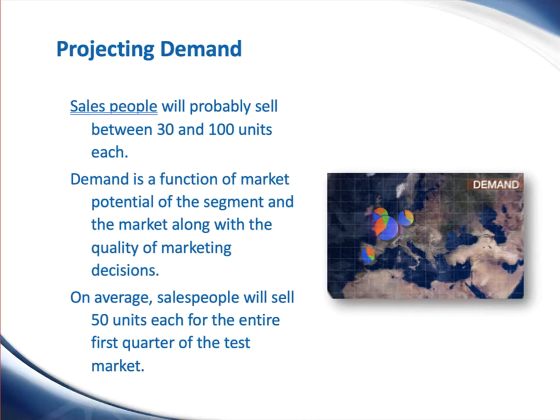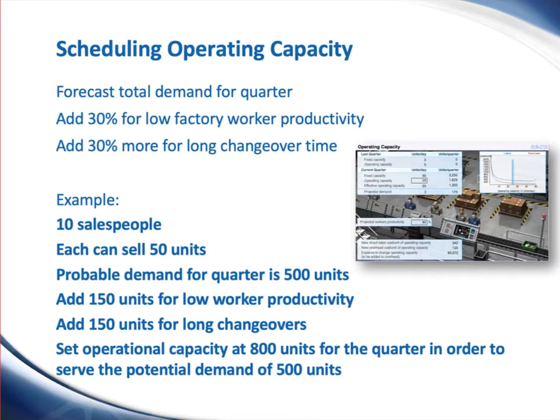But again, that can range from 30 to 100 depending on number 1, the segment you chose and the market you chose, and number 2, your marketing and product decisions or the competitors who are competing with you in quarter 3 in the market. So, as we just said, there is a number that we can deal with, 50 per quarter per salesperson, that gives us some indication of projecting demand.